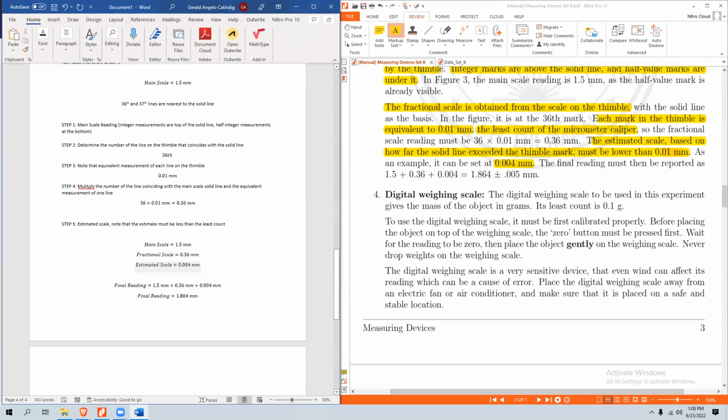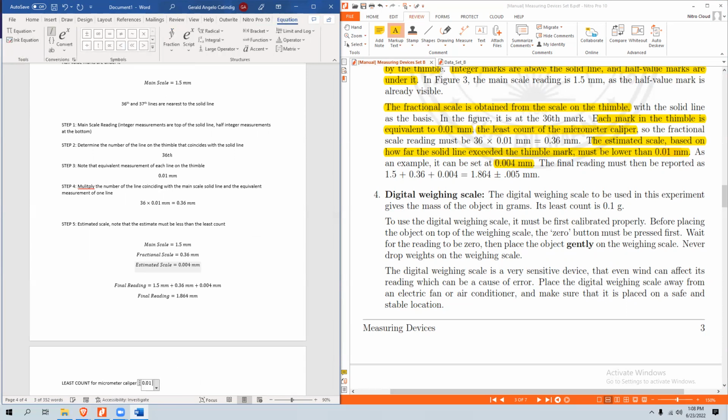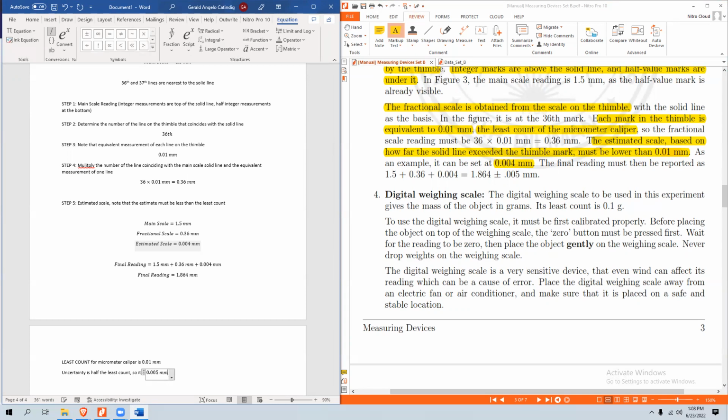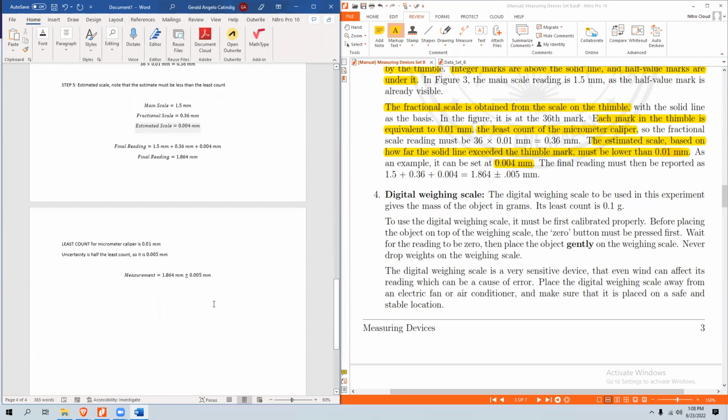So note dito na again, we do have an uncertainty to factor in. So again, the least count for micrometer caliper was or is 0.01 millimeters. Uncertainty is half the least count. So it is 0.005 millimeters. So ang measurement natin dapat would be 1.864 millimeters plus or minus 0.005 millimeters.